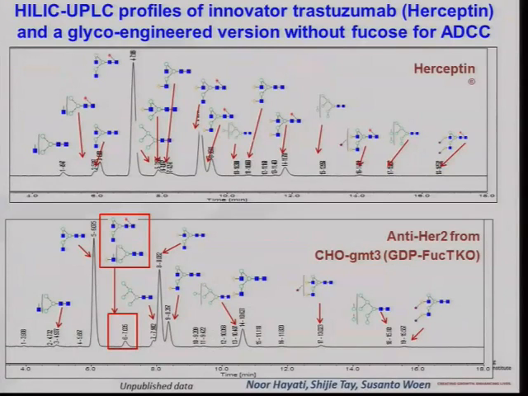And so we then looked at the innovator product, trastuzumab, and we then looked at the glycoengineered version, which had no fucose, which was engineered to have more effective ADCC. So here you can see in the innovator product, a lot of this material has core fucose. And if you compare that with the material that's come from the knockouts for GDP-fucose, you can't detect fucosylated structures at all. So this is knocking out the transporter, and obviously it's very powerful in controlling fucosylation.